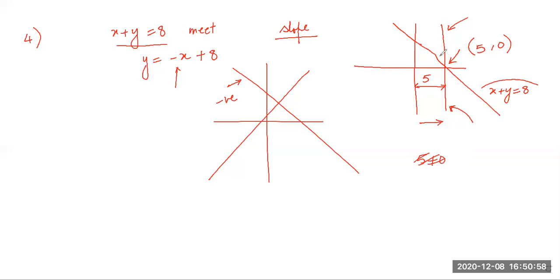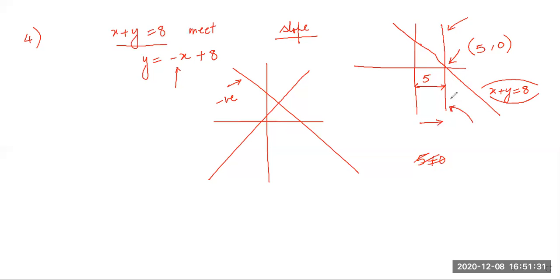Now what is the question? The question is, at what point does the graph of the linear equation x plus y is equal to 8 meet a line which is parallel to the y-axis at a distance of 5 units from the origin and in the positive direction of the x-axis, right?